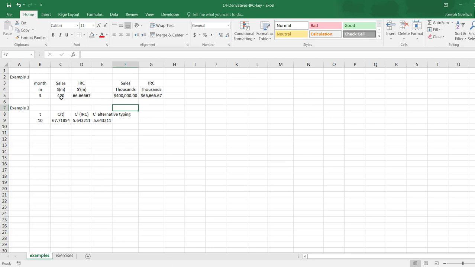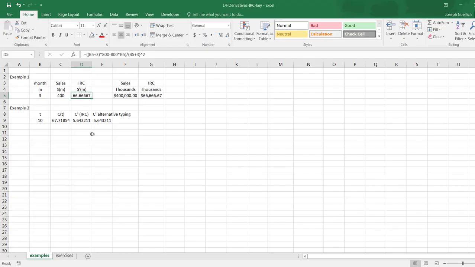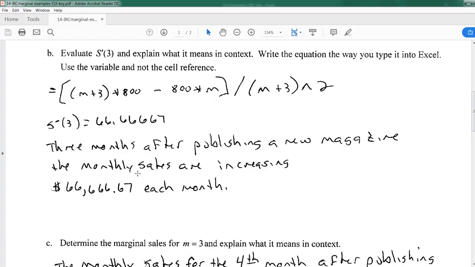And we can look at Excel and see there's the derivative. That's how we typed it into the Excel there. And our Excel calculates and gives us the answer, 66 point, bunch of sixes there, and we explain it as such. Since this is a derivative, a rate of change, we are explaining it as increasing. The slope is positive, so the input, 3 months after publishing a new magazine, the output, monthly sales, are increasing that dollar amount to the nearest penny each month.